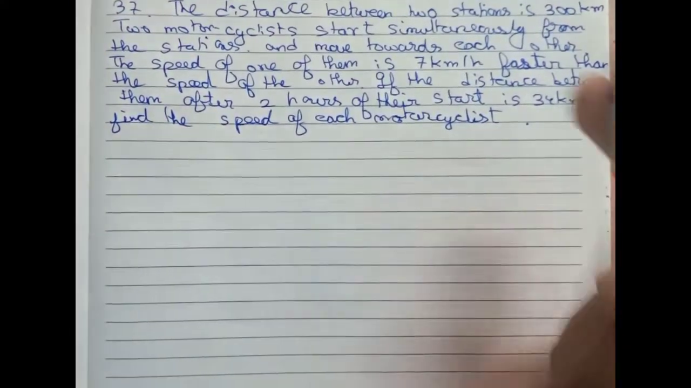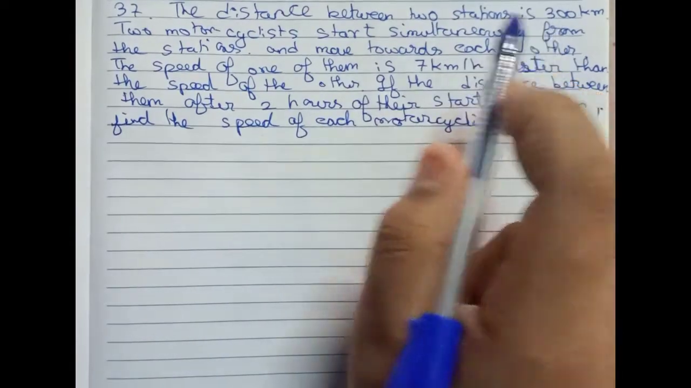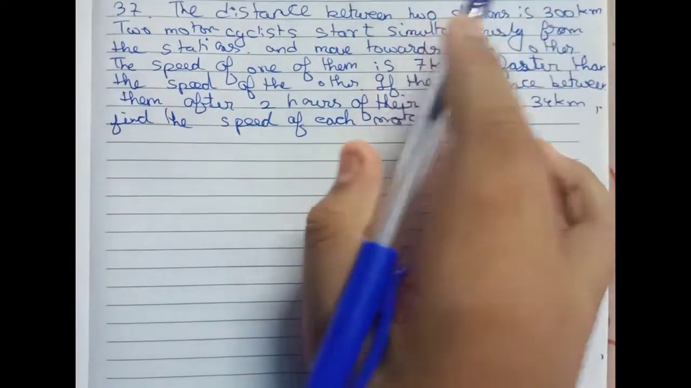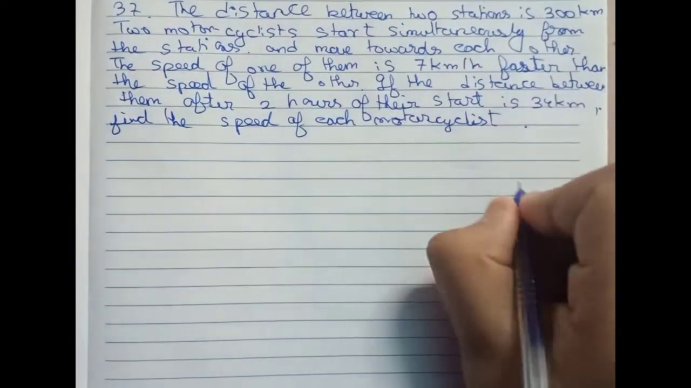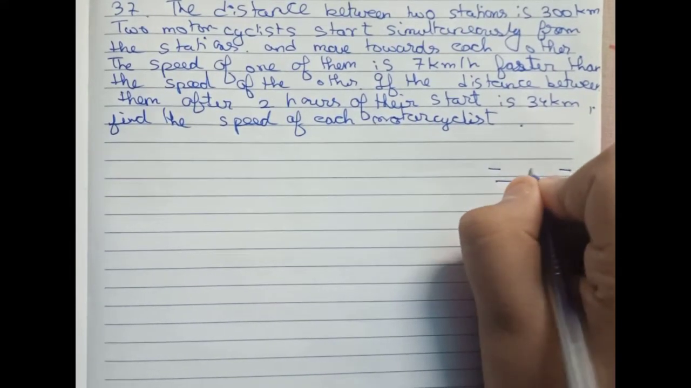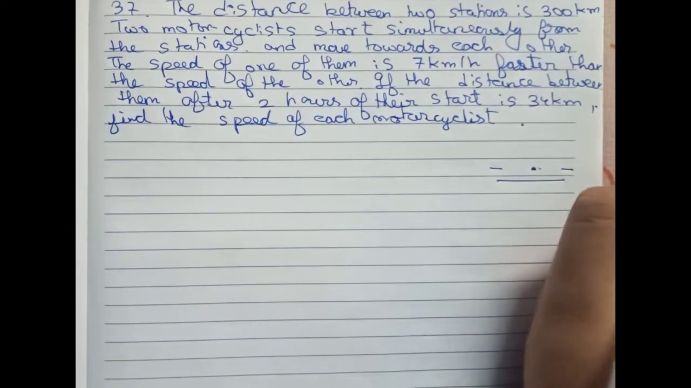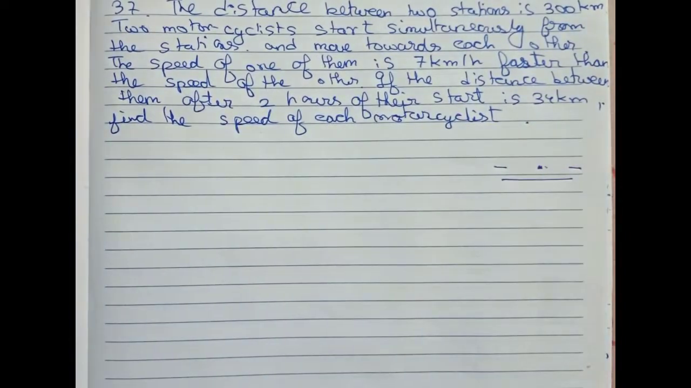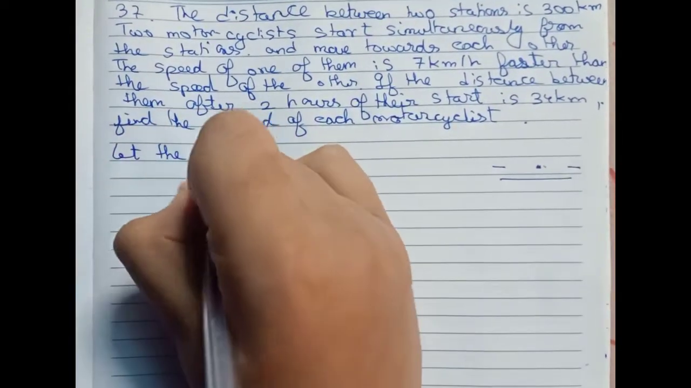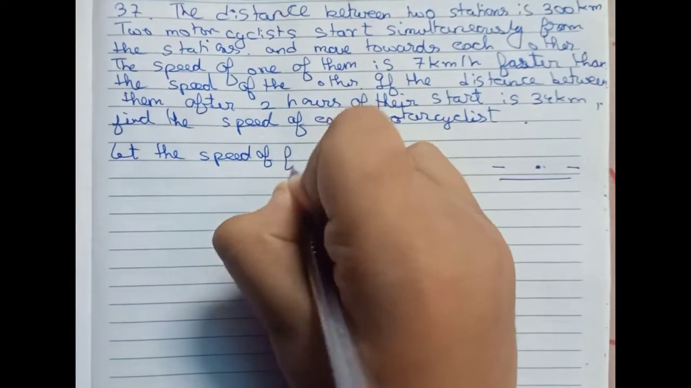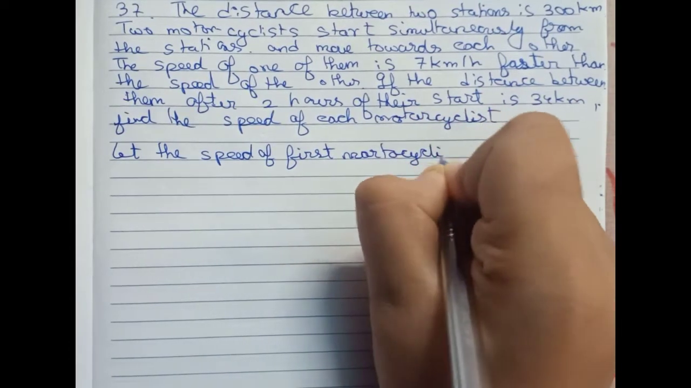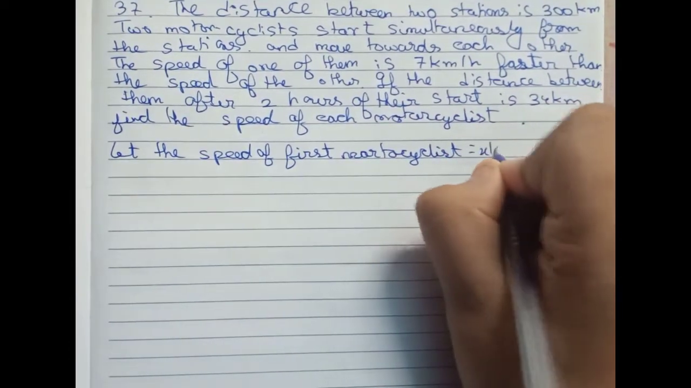Now solve this. First I tell that they start simultaneously, which means one motorcyclist starts from the first station and another from the second station. If the stations are like this, one is starting from this position and one is starting from this position. After what time they will meet at the midpoint, that we have to find. First we let the speed of the first motorcyclist equal x km per hour.